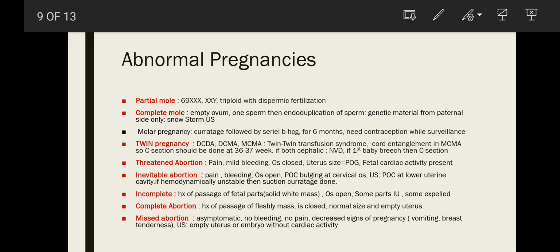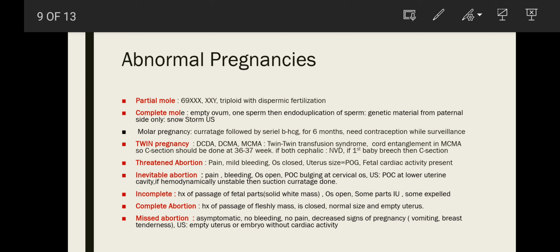In missed abortion, there is no bleeding, no pain, and decreased signs of pregnancy like vomiting and breast tenderness. The os is closed, and ultrasound will show an empty uterus or embryo without cardiac activity. Abortion has already occurred, but the mother has no idea what has happened. In this case, if the gestational sac is present in the uterus, there is no cardiac activity. Ultimately, we will give mifepristone and misoprostol to the patient for the completion of the abortion.